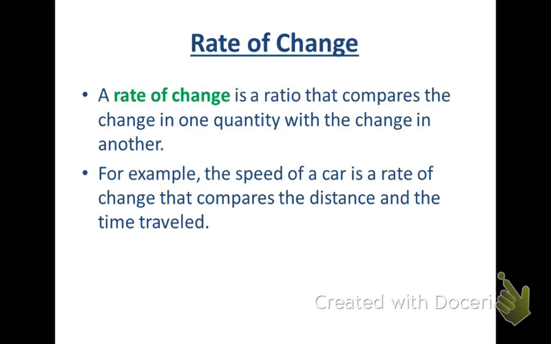A rate of change is a ratio that compares change in one quantity with the change in another. Okay, we've already defined rate as a ratio that compares things in two different units, right? Miles per hour, gallons per minute. You know, those types of things. We had some rates on our previous test, but a rate of change is a ratio that compares the change in one quantity with the change in another. For example, the speed of a car is a rate of change that compares the distance to the time traveled, right? Does that make sense to you?